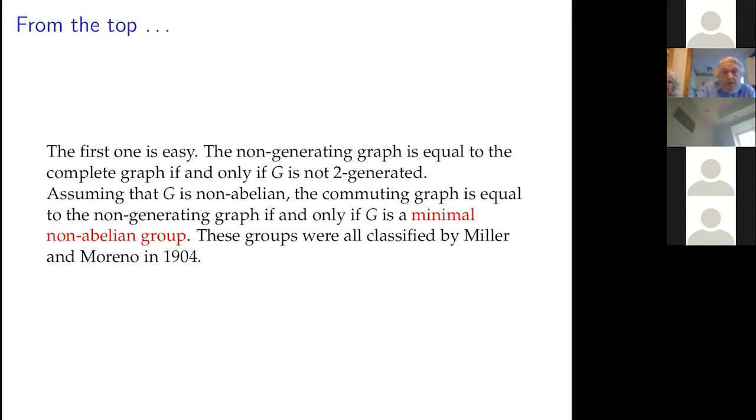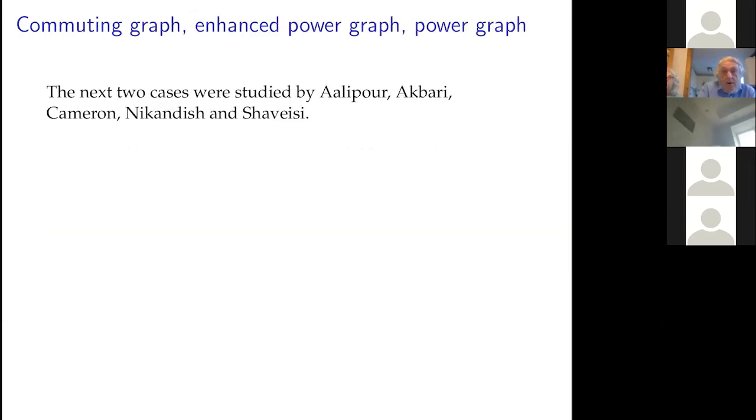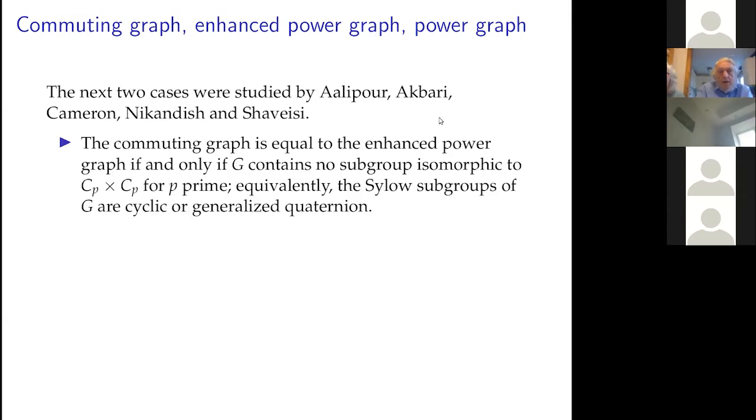Okay, so let's move one step down the hierarchy. When is the commuting graph equal to the enhanced power graph? And when is the enhanced power graph equal to the power graph? So these were studied in a paper that came out in 2017. So when is the commuting graph equal to the enhanced power graph? What does that mean? That means if 2 elements commute, then they're both powers of a single element somewhere.